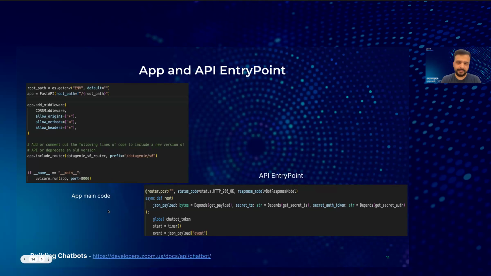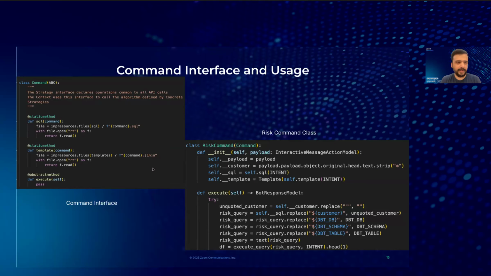Yeah, so next one. Now we'll talk about the command interface and its usage. What we did was we created a common interface called Command, which inherits from the abstract base class. And it has three different methods: one is SQL, template, and execute. SQL and template are static methods, which means that the code is there. You just have to simply call the SQL and template functions under the Command class without instantiating it. This is to avoid repeating the code again.